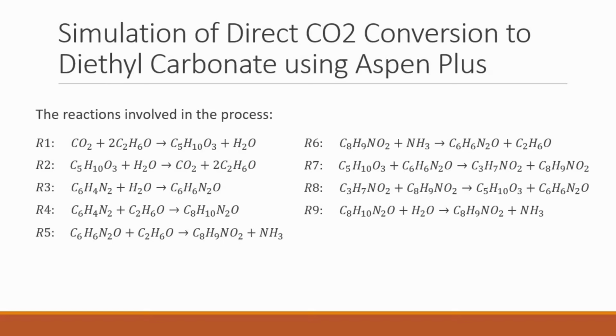The slide shows the reactions involved in the process. The direct conversion of CO2 to diethyl carbonate is represented by reaction R1. Carbon dioxide reacts with 2 molecules of ethanol to produce diethyl carbonate and water. This reaction is reversible, meaning it can proceed in both directions. Reaction R2 represents the reverse of R1. It can reduce the overall yield of diethyl carbonate in the process.